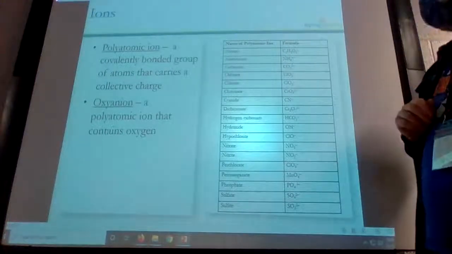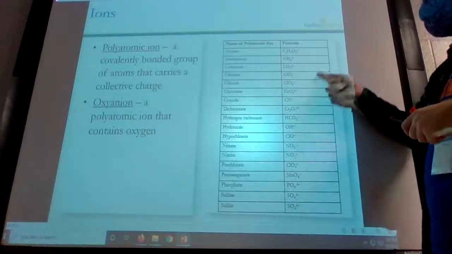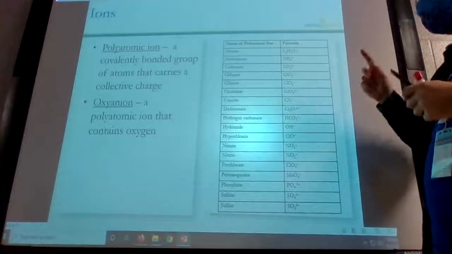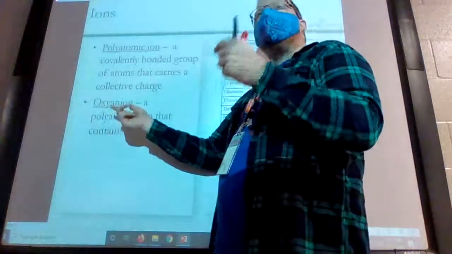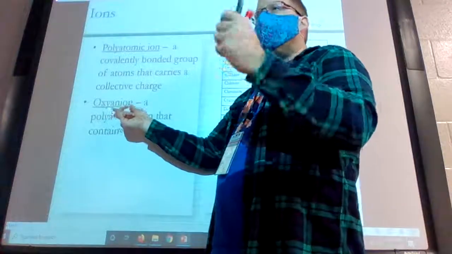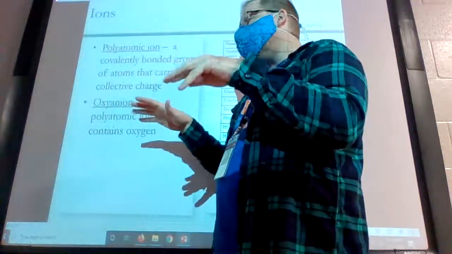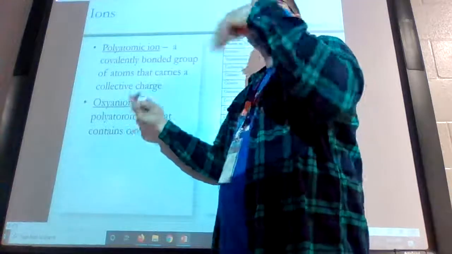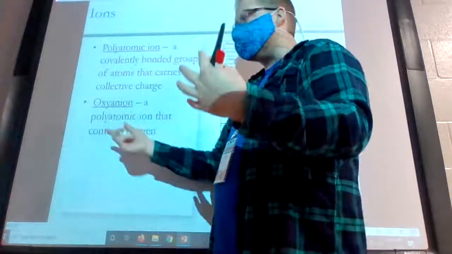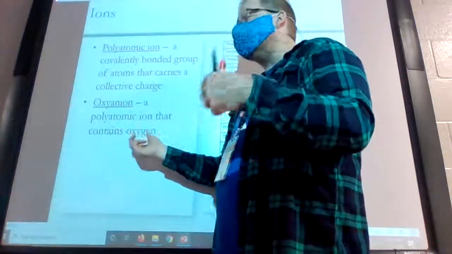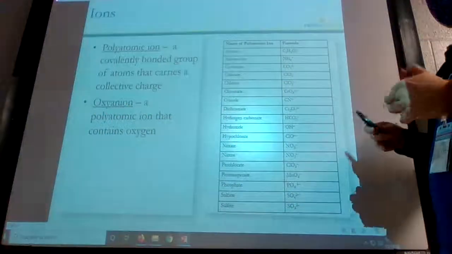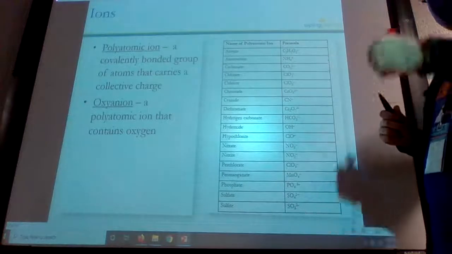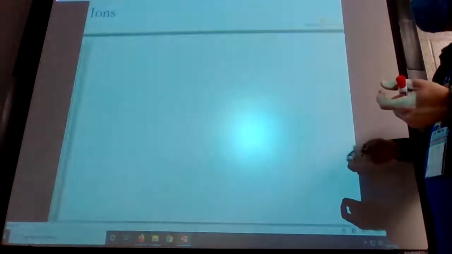If it has an oxygen, which not everything on this list does, but almost everything does, we call it an oxyanion. That is the name for any polyatomic ion that contains oxygen. So it has to have something else besides the oxygen. But if it does contain something else and an oxygen, we call it an oxyanion, indicating that it's both an ion and it has oxygen.